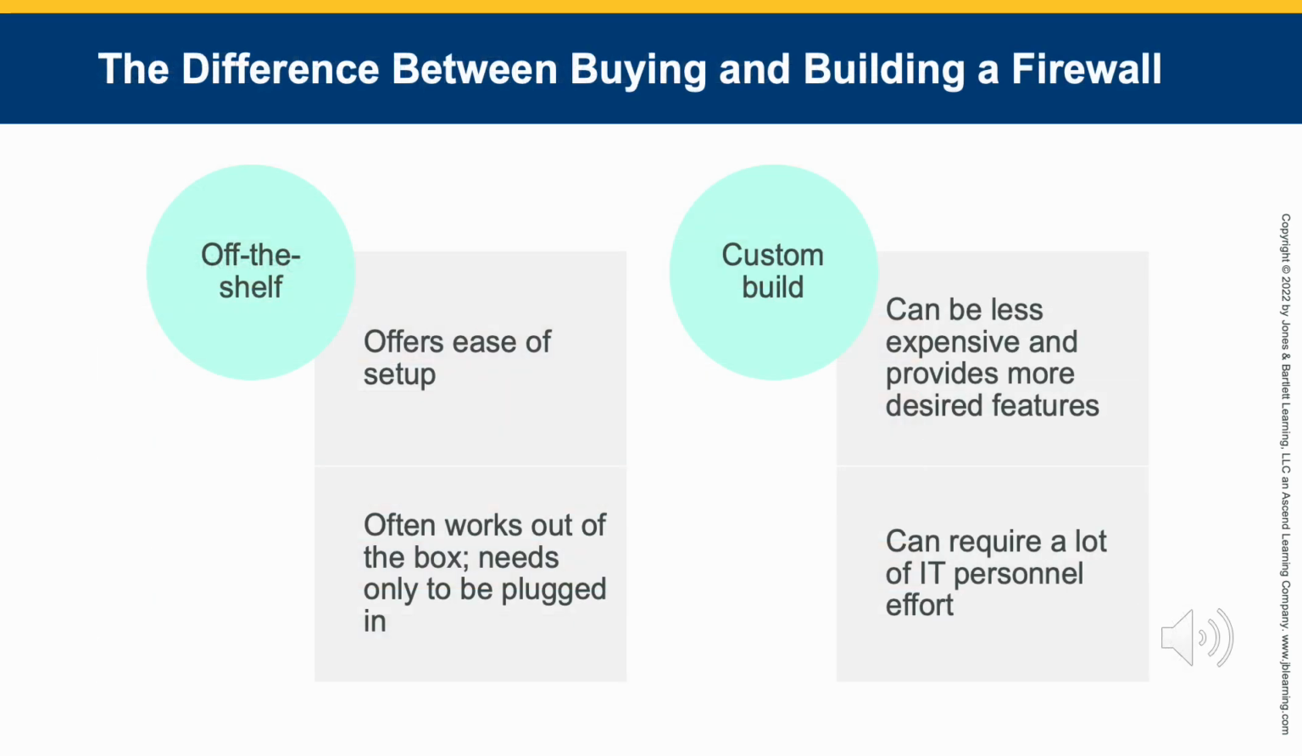The difference between buying and building a firewall. If we buy a firewall off the shelf, it offers ease of setup, often works out of the box, and needs only to be plugged in. Custom building can be less expensive and provides more desired features, but can require a lot of IT personnel effort.